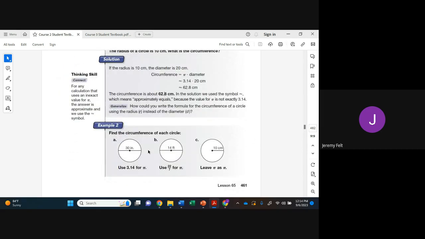Example 2, find the circumference of each. Use 3.14, use 22 sevenths, and leave pi as pi. So pi times the diameter, 3.14 times 30. Use our calculator for that, we get 94.2.